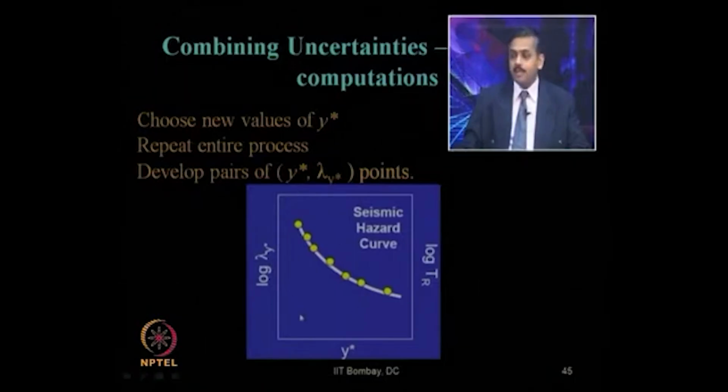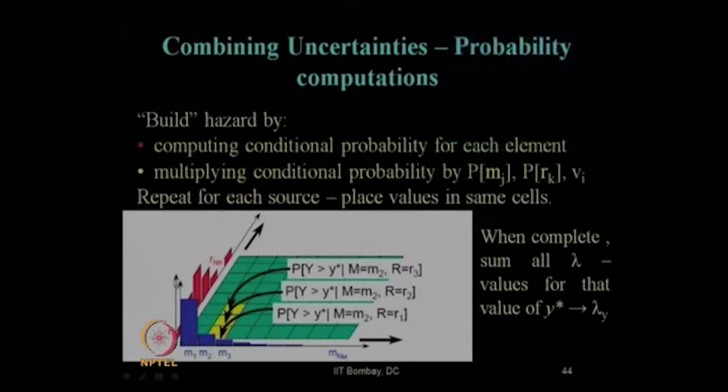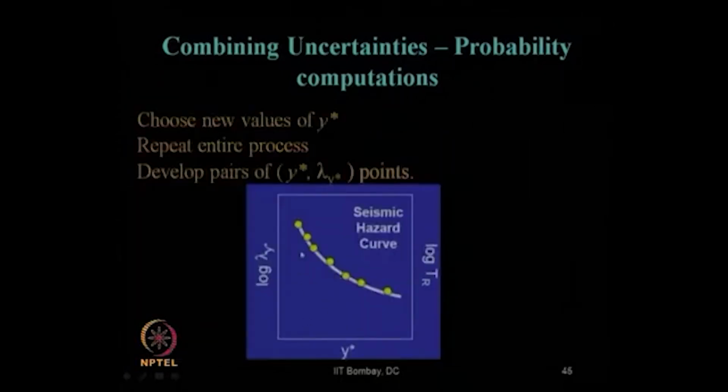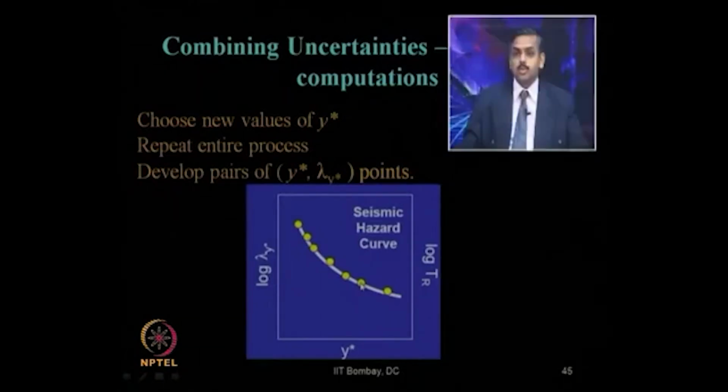Here in probabilistic seismic hazard analysis, what are you getting? You should get log of lambda y star, and on the other side it can be log of TR in the reverse direction, for that particular value of y star. So, this one single point you get by doing all this analysis. By combining all these things, you get only one value corresponding to y star. Let us say it is 0.3 g. We have to repeat it for another value, say 0.4 g also.